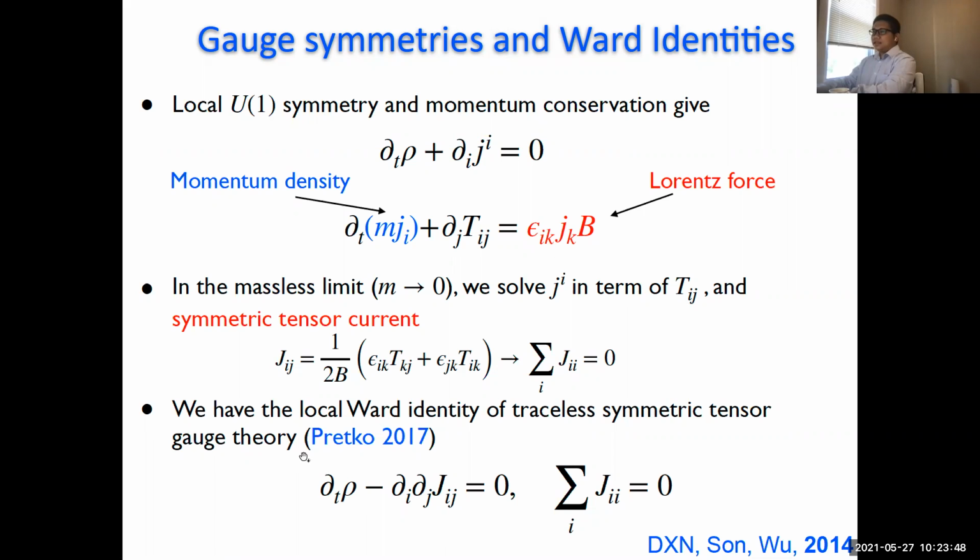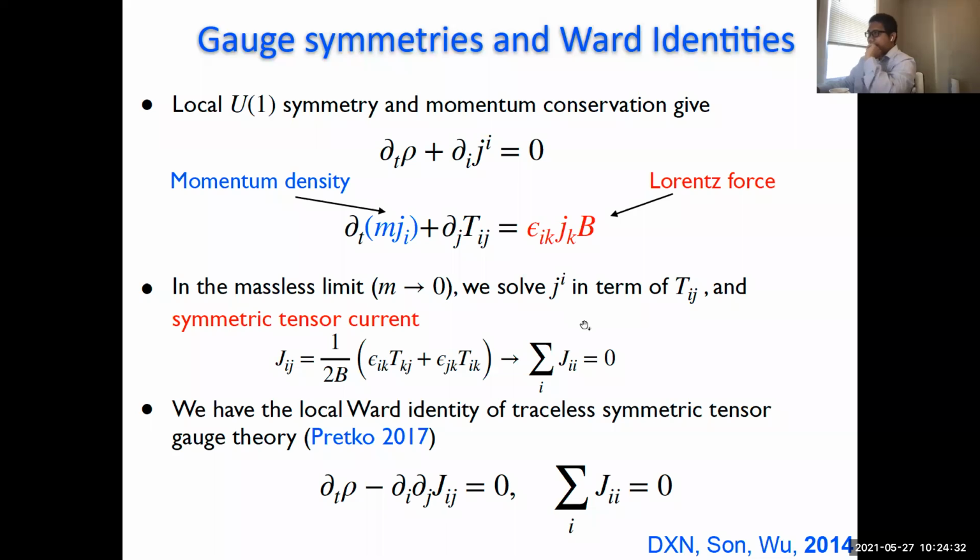Then we see that if we define the symmetric tensor current in terms of the stress tensor in this form, then from this explicit form you see that the symmetric tensor current is traceless. Then you plug the current in terms of the stress tensor back into the charge conservation, and you have the final form here. It's nothing but the Ward identity of the traceless symmetric tensor gauge theory introduced by Pretko. So I showed you the global conservation laws and the local Ward identity that are identical with the traceless symmetric tensor gauge theory.